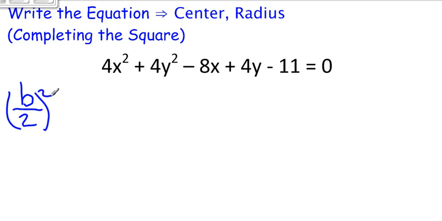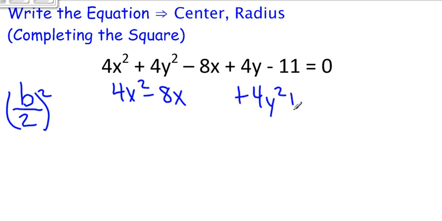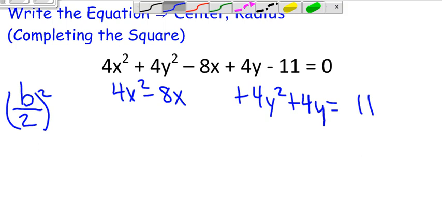So I'm going to put all my x's together. I'm going to have 4x squared minus 8x, and then I'm going to have plus 4y squared plus 4y, and I'm going to kick this 11 to the right and it's going to become a positive 11. Okay, I'm going to change my color here so we can see things that are being added in.